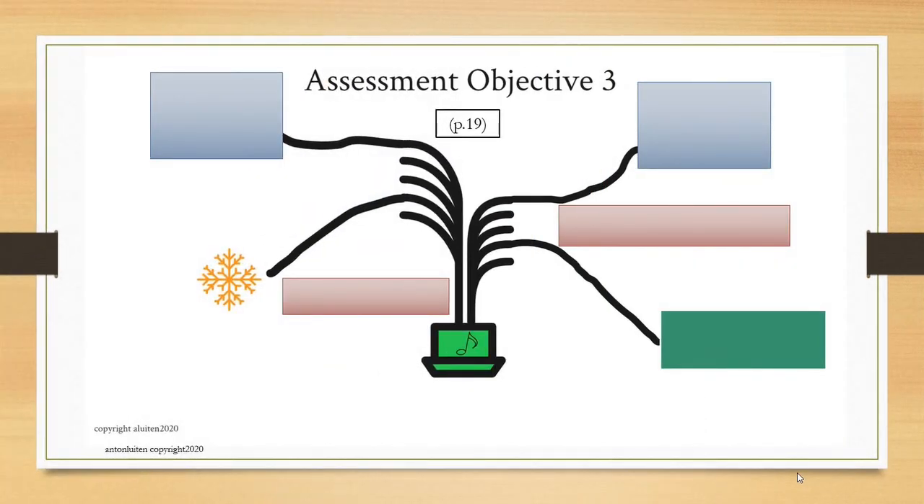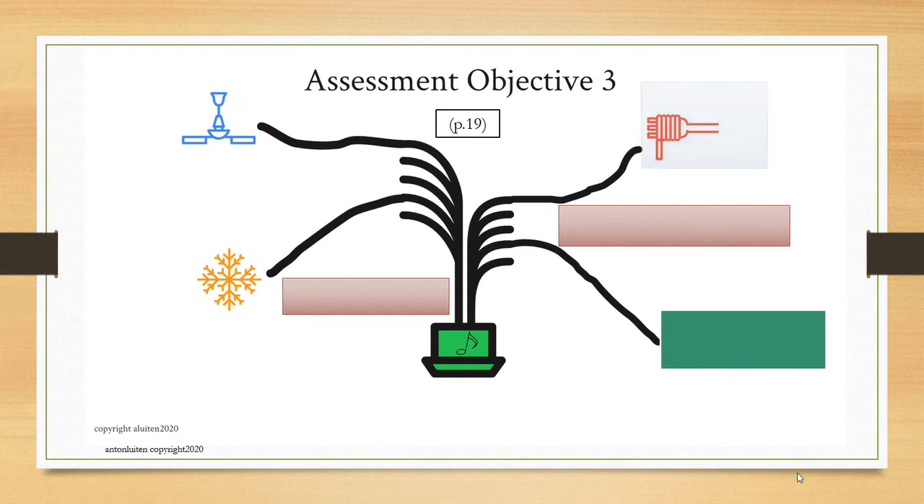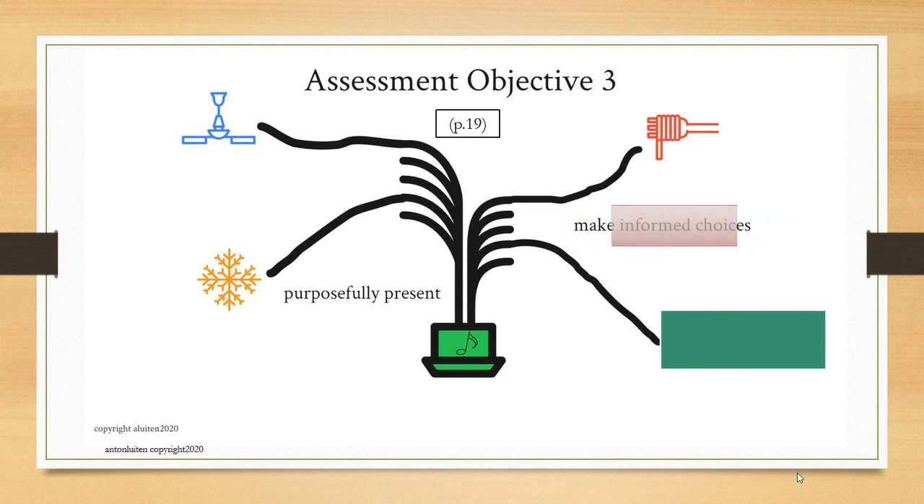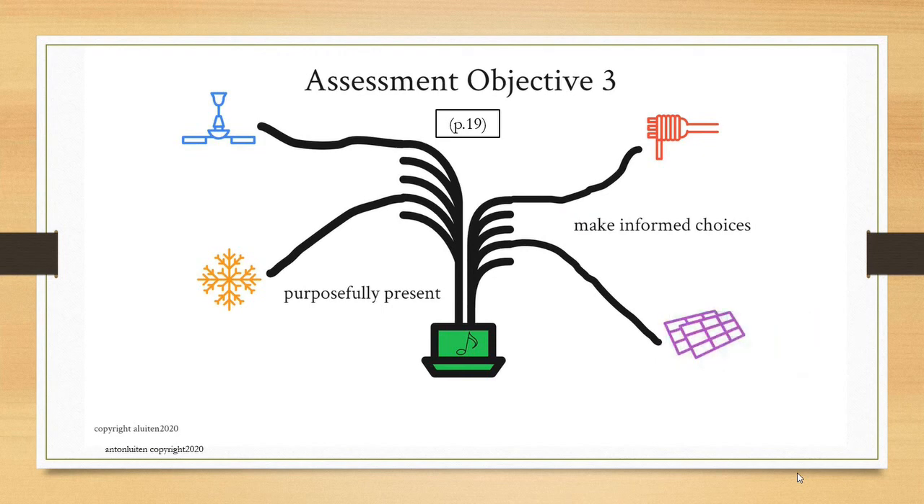For AO3, students are expected to demonstrate synthesis and evaluation by communicating and presenting diverse musical conventions and practices, by purposefully presenting created and performed works, by making informed choices in communicating and presenting music, and by evaluating their own work and the work of others.